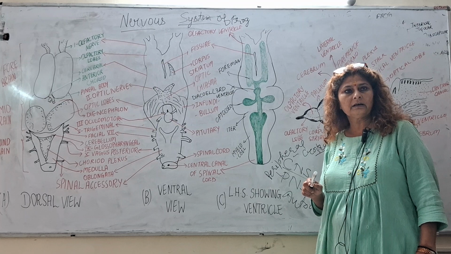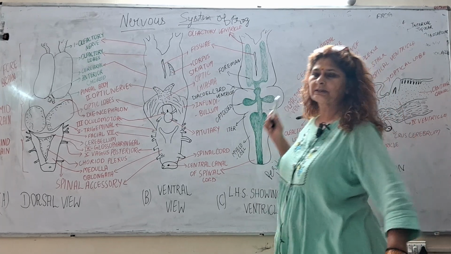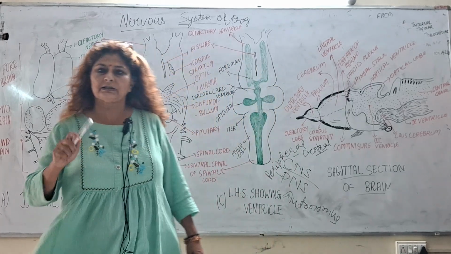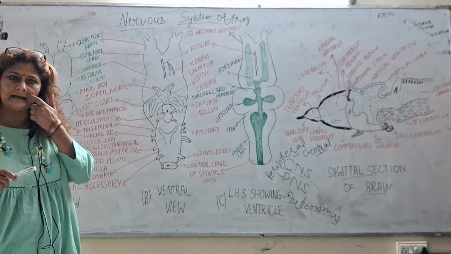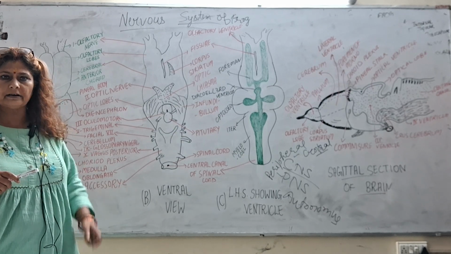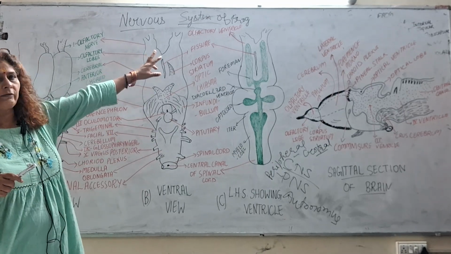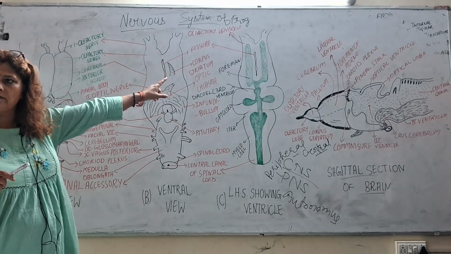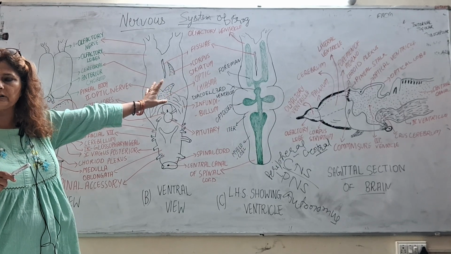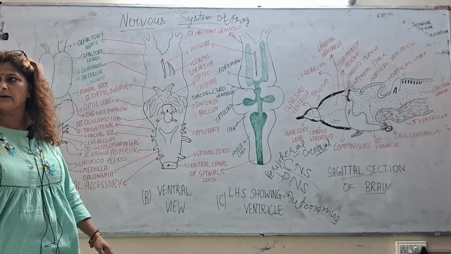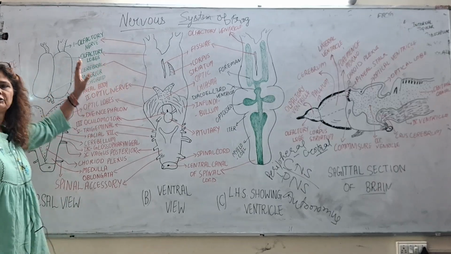There are a total of 10 cranial nerves. We will do that system also in fishes. In fish we have done that system also, cranial nerves. In frog we will also do how many cranial nerves are there and what their names are. There are a total of 10 cranial nerves. We will do that in that lecture.